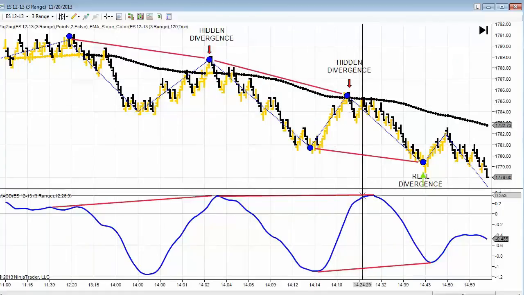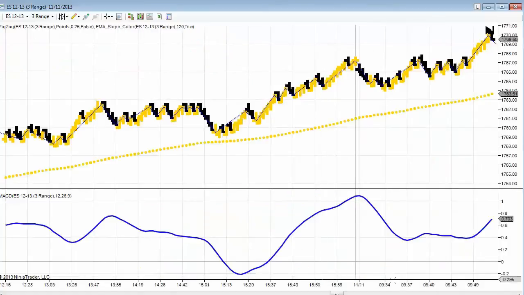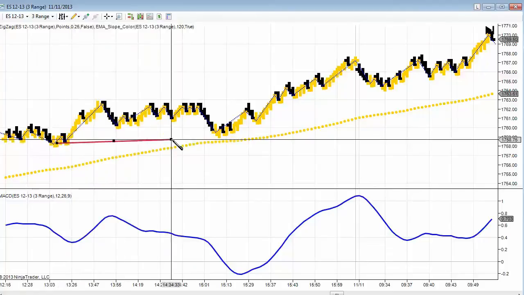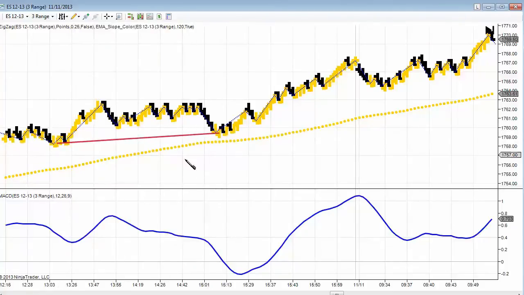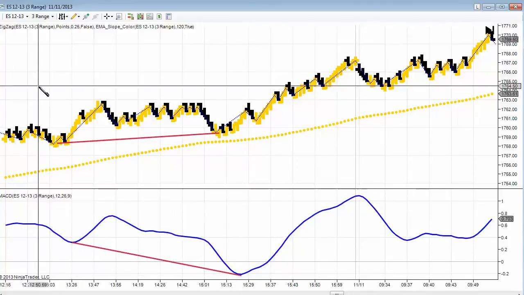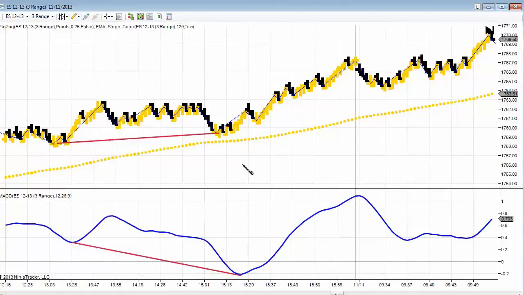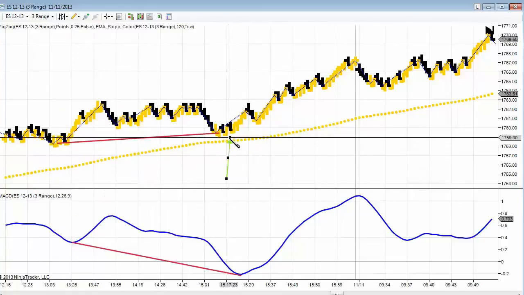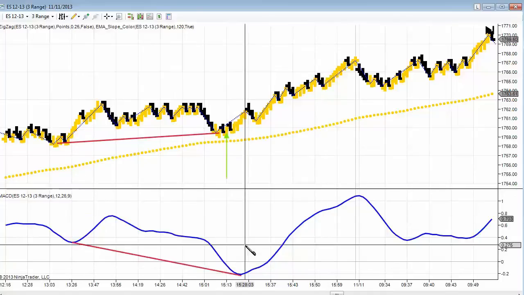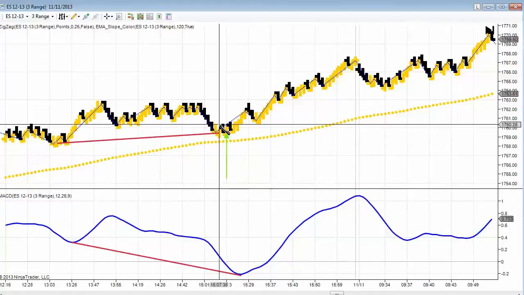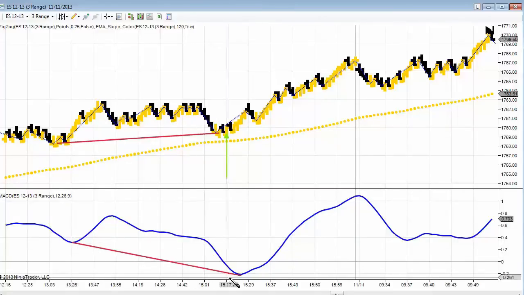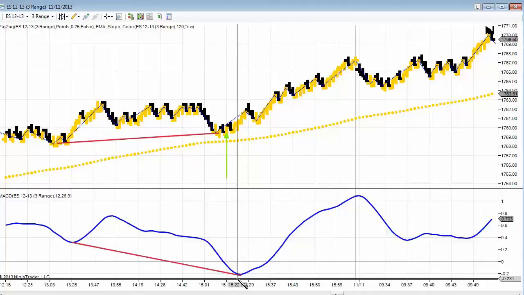So what does that look like to the upside? Okay, so here's an example of bullish hidden divergence. We have a higher high and we have a lower MACD low. That's an example of an opportunity to look for trend continuation to the upside. So take a look again. Higher low on price, lower low on the MACD.